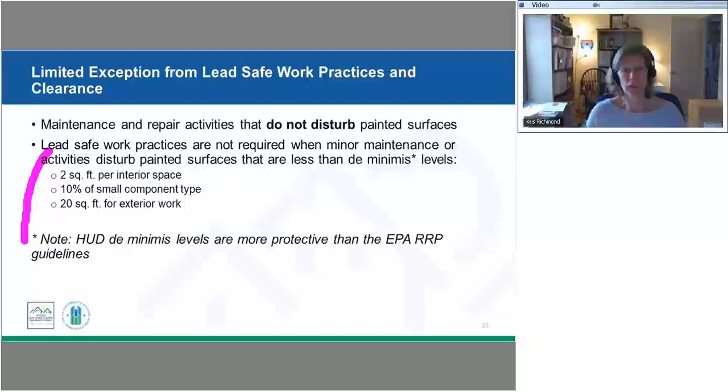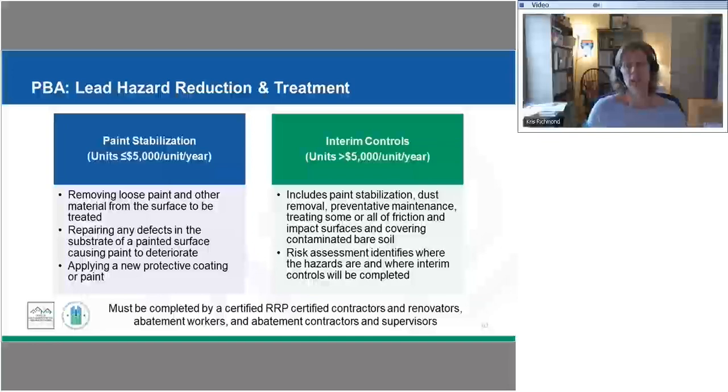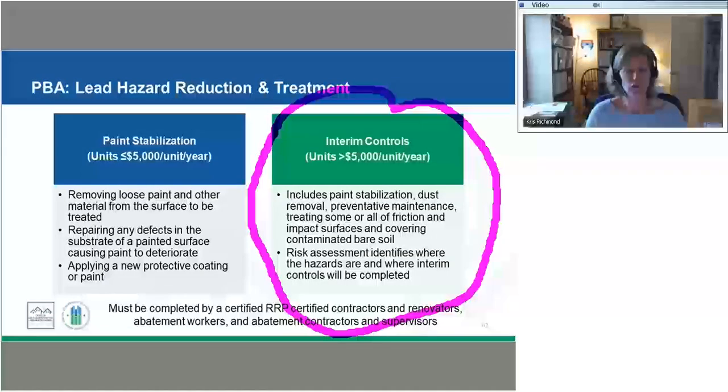So we are going to make sure they did a risk assessment so they know where the deteriorated paint and the lead-based paint is located, and the risk assessment should have also provided some recommendations on how to handle the lead-based paint, deteriorated paint. And so because we're in that higher area of over 5,000 per unit per year, we're going to be doing interim controls. Okay, so interim controls can be done by someone trained in RRP.